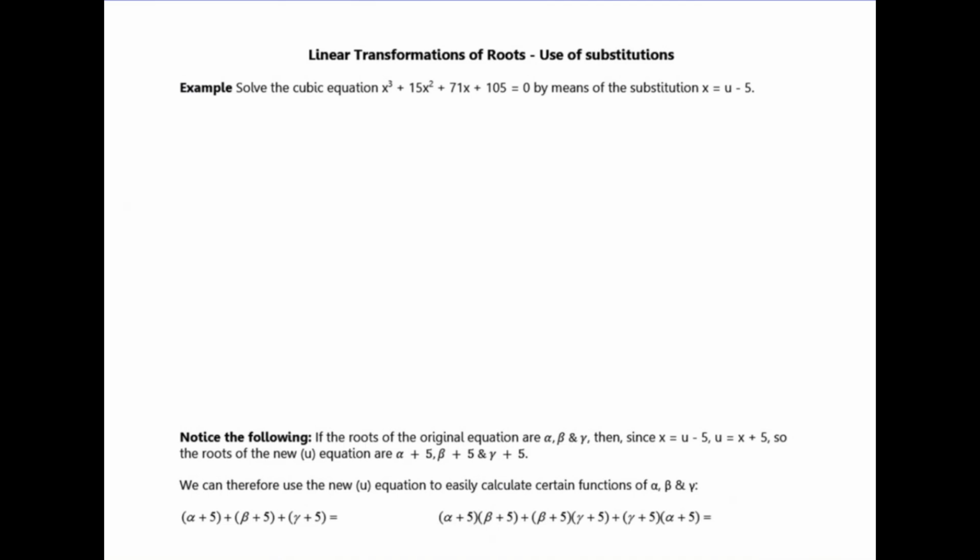Now, the other thing you need to be able to do in this pack is use substitutions to do similar sorts of things to come up with new equations and maybe solve them. So this question here, I'm going to use a substitution to solve this by hand. Obviously, this is a cubic that you can solve in the calculator, but just to justify that substitutions are useful when it comes to polynomials. This asks us to use the substitution x equals u minus 5. So I'm just going to substitute that in and expand everything out.